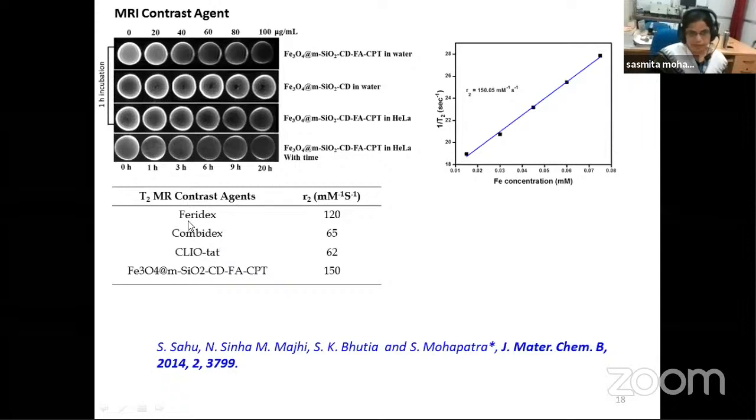Feridex is an MR contrast agent, that is a dextran coated iron oxide. Combidex is also an iron oxide based MR contrast agent, and we have compared it with our drug, and we found that it is much better. It has 150 R2. The cell killing ability, all this work has been done with Professor S.K. Bhutia in the Department of Life Science, NIT Rourkela.